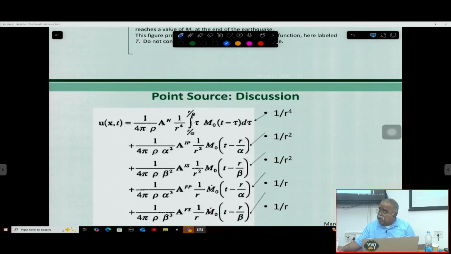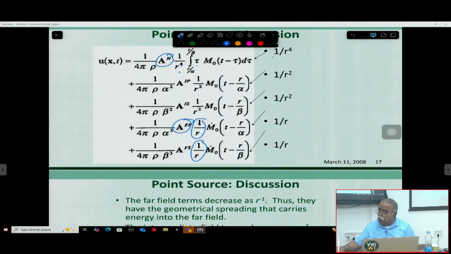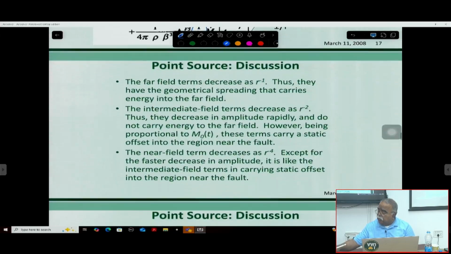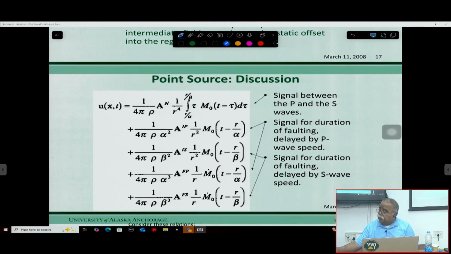So this has to be divided by 1 by r^4 for the near surface. But if it is far, then it is 1 by r. So that is your geometric spreading. This is your geometric spreading, 1 by r, and that you can calculate from this one. So this is the signal.